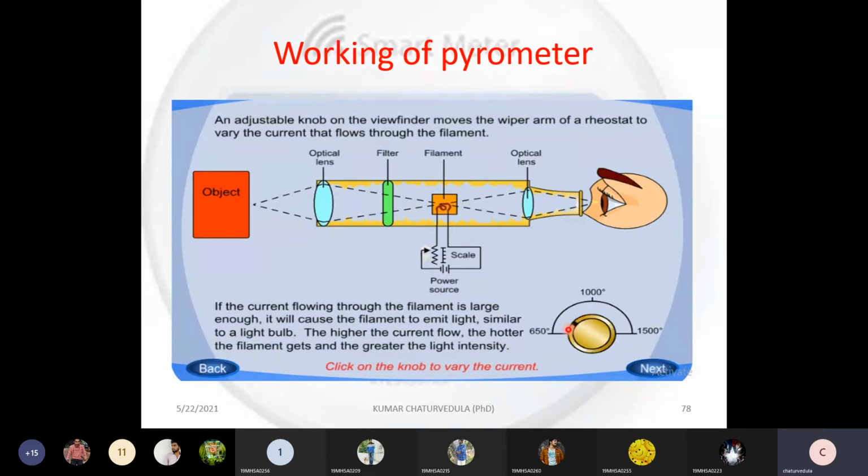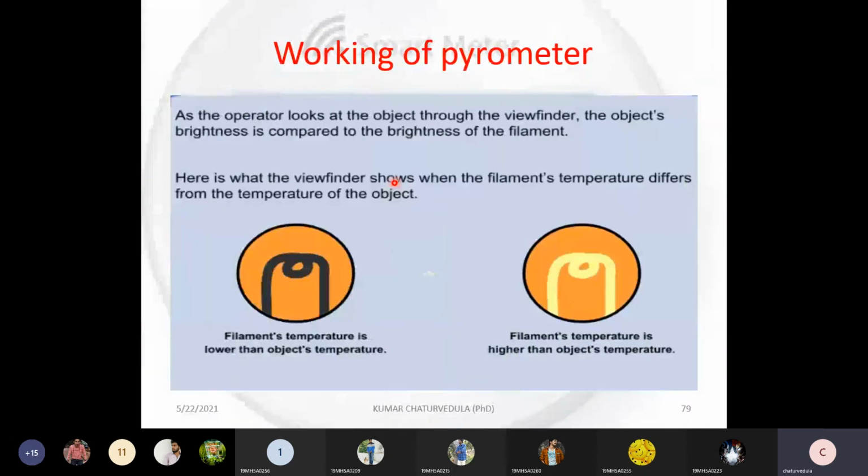We can vary this knob from this value 650 to 1500. Based on this variation, the rheostat will vary, and the color of the filament will be varying. Now if you look through the viewfinder, you can see how the brightness of the filament is varied.